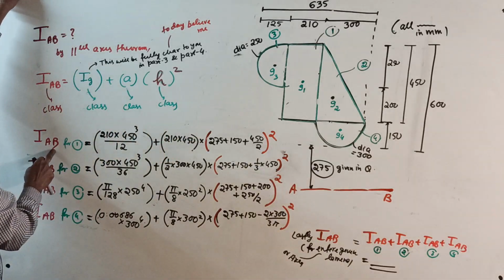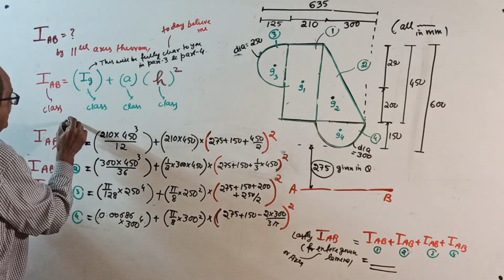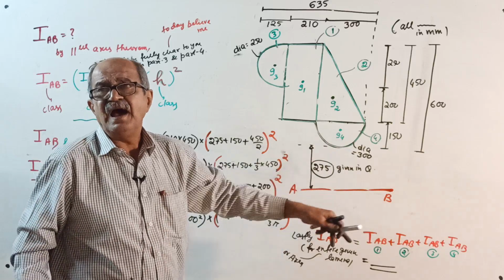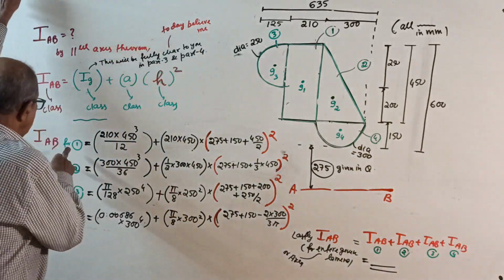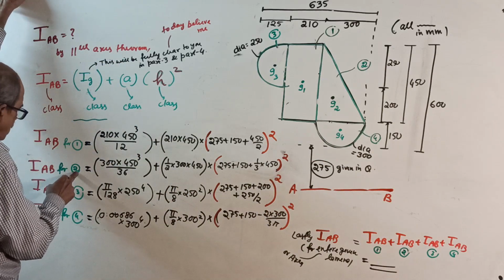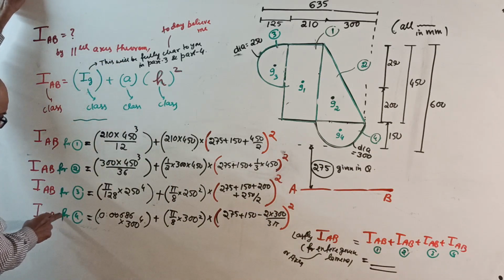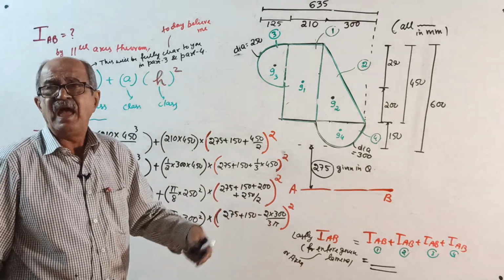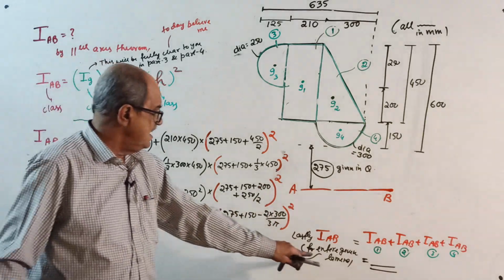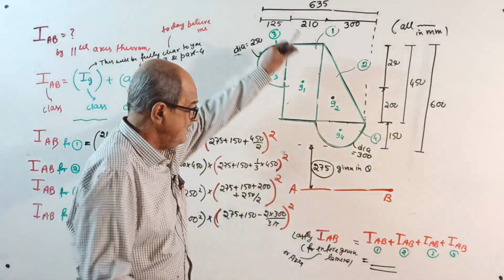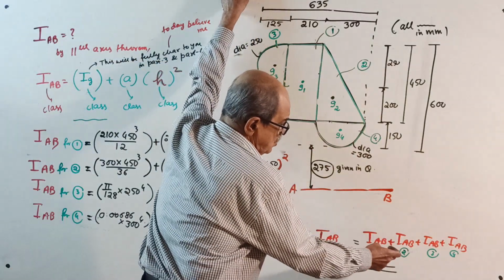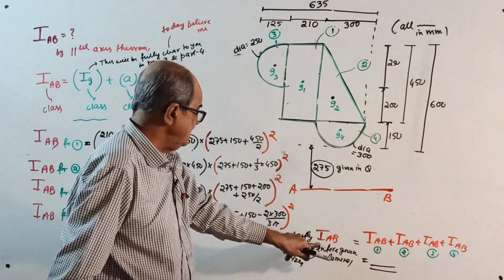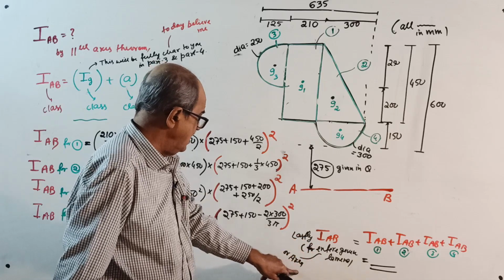For I about AB, first write a statement here. Statement: consider each part separately and find I about AB. I about AB for 1, for 2, for 3, for 4. Find all four by the parallel axis theorem. Lastly, add all and get IAB for the entire lamina. That is IAB for 1 plus IAB for 2 plus IAB for 3 plus IAB for 4. Write the answer: this is IAB for the entire given lamina or area.